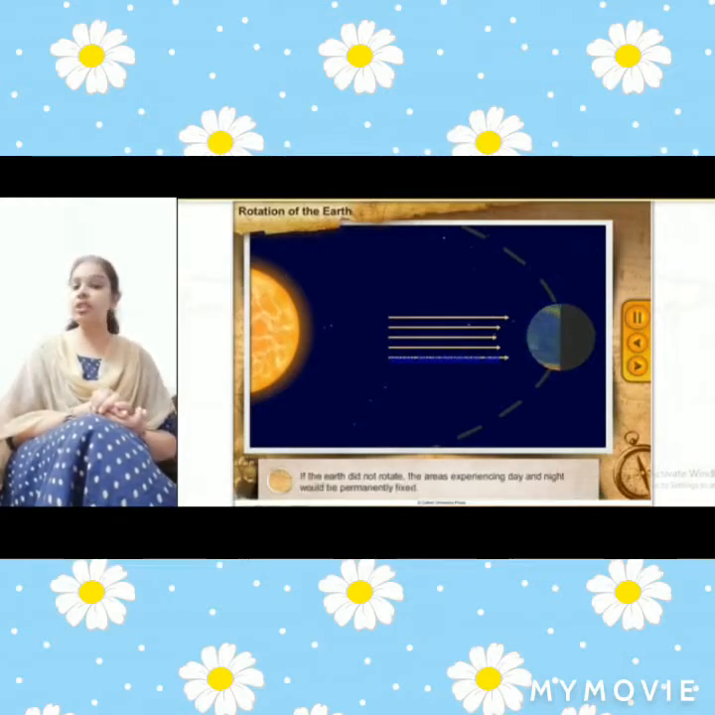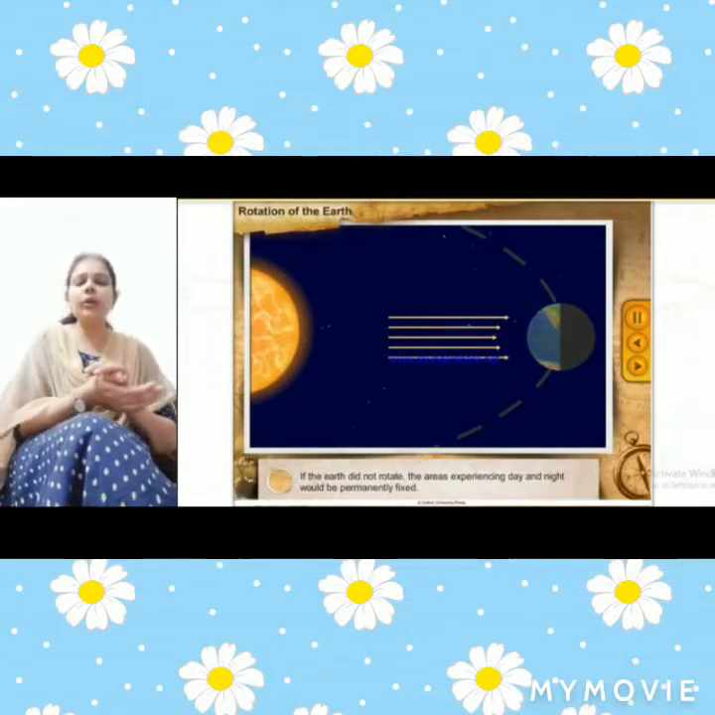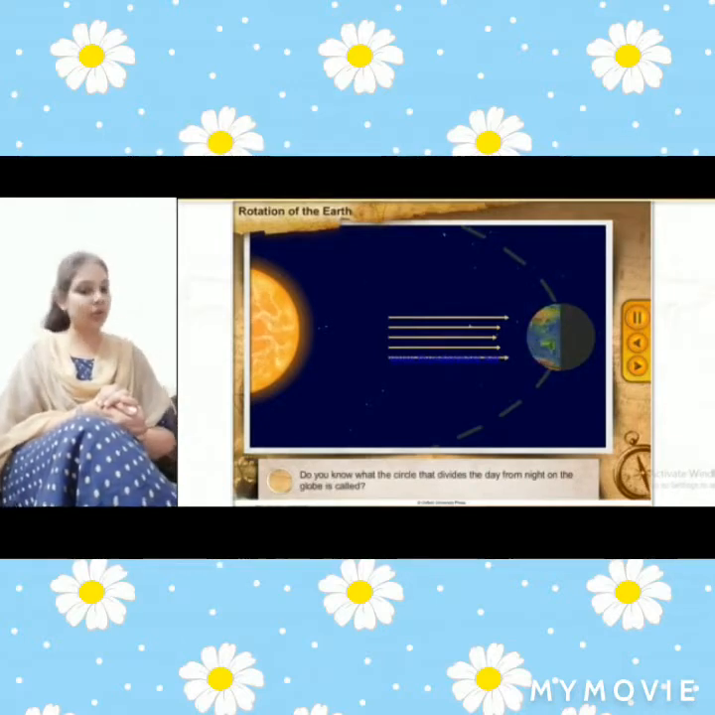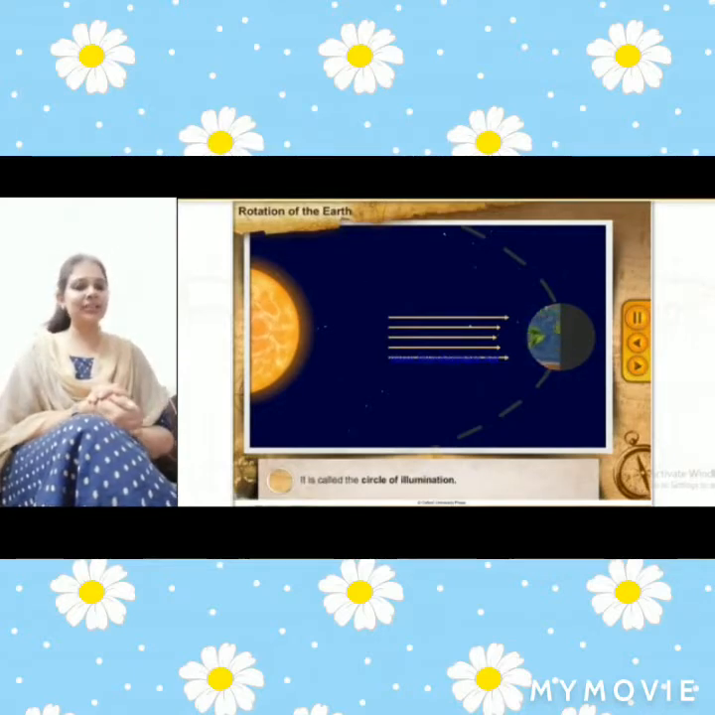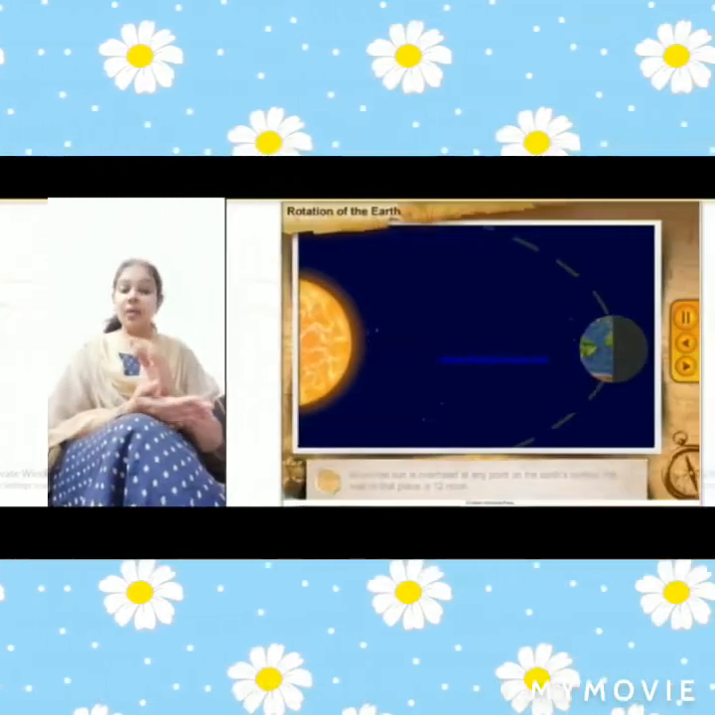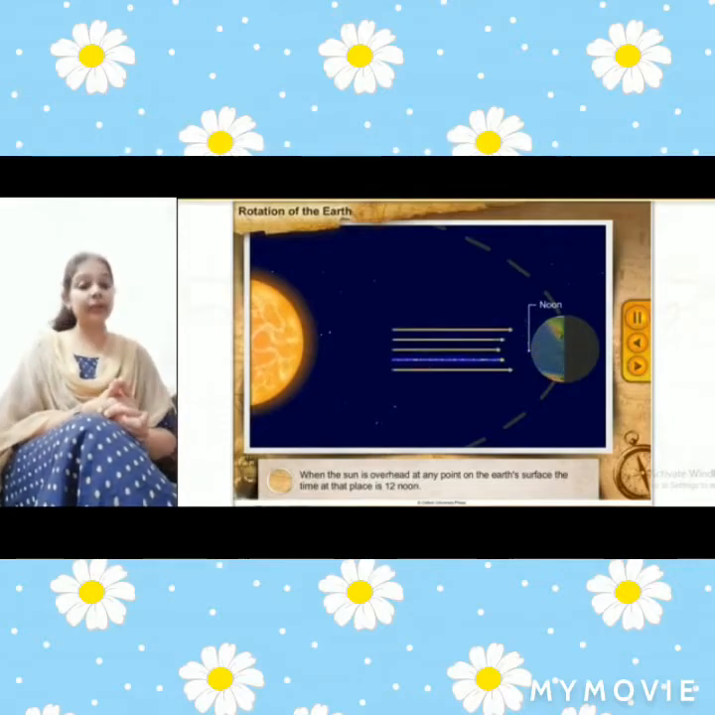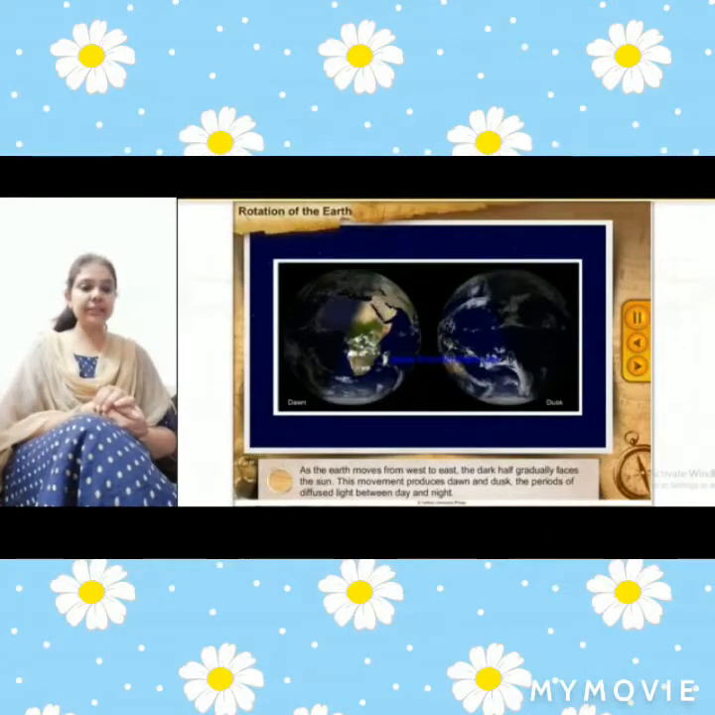If the earth did not rotate, the areas experiencing day and night would be permanently fixed. Do you know what the circle that divides the day from night on the globe is called? It is called the circle of illumination. When the sun is overhead at any point on the earth's surface, the time at that place is 12 noon. As the earth moves from west to east, the dark half gradually faces the sun.